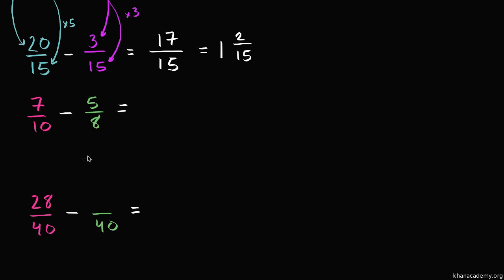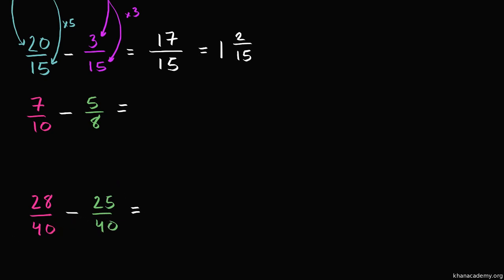And now let's do the same thing with the other fraction. To go from 8 to 40 in the denominator, we had to multiply the denominator by 5. 8 times 5 is 40. So if we multiply the denominator by 5, we have to multiply the numerator by 5 as well. 5 times 5 is 25. So 7/10 minus 5/8 is the exact same thing as 28/40 minus 25/40.